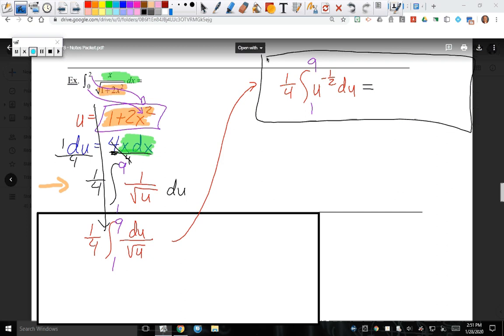All right, here we go. What's u to the negative 1/2 going to become? u to the 1/2 times 2 over 1 times 1/4, okay? And it's evaluated from what? From 1 to 9.